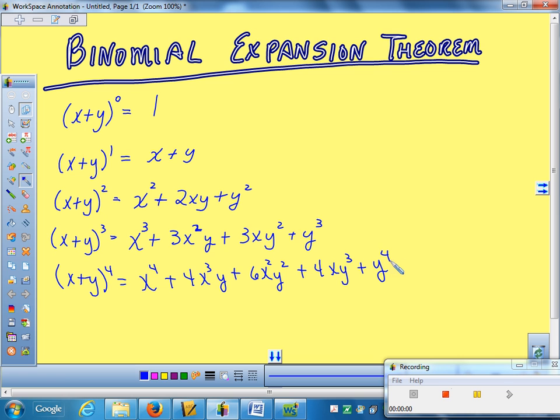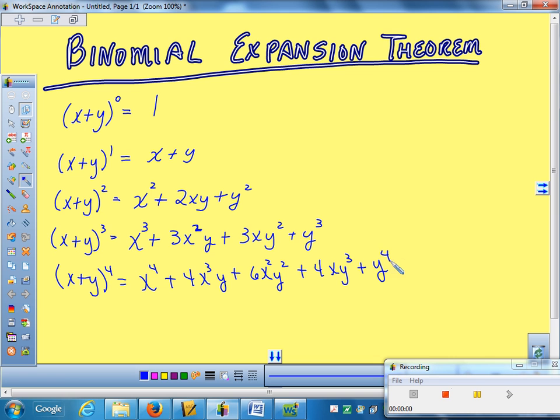What do you notice about the sum of the powers on the x and the y together? Yeah. 3 and 1 equals 4. 2 and 2 is 4. 1 and 3 is 4. 4 and 0 is 4. So on this one, all the sums of the powers are 4. What happened up here on the cube?